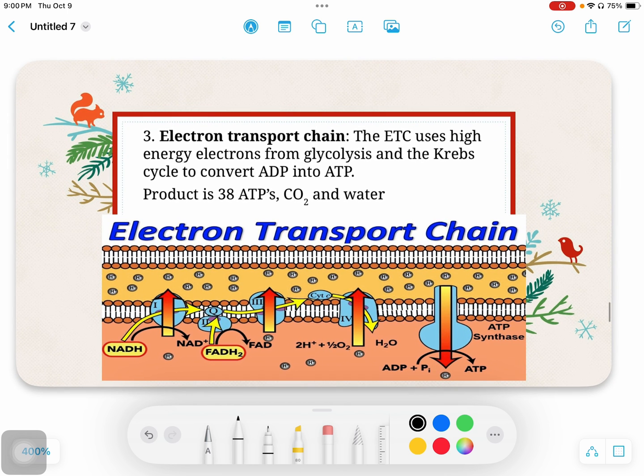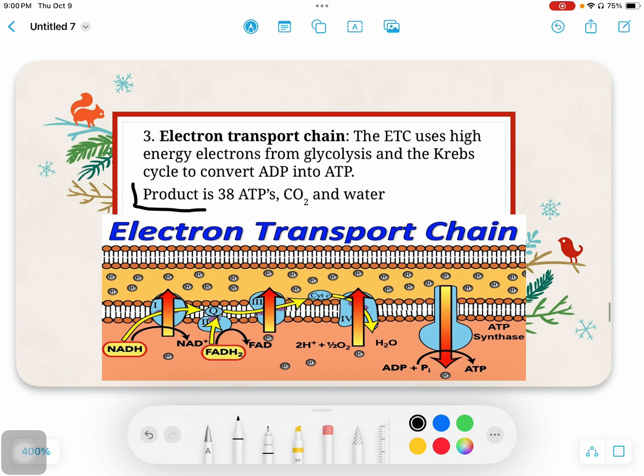Part 3 of cellular respiration, and the very last part, is the electron transport chain. We talked about this again in photosynthesis. Similar idea, but just a little bit different. So what's happening in the electron transport chain is it's using those high energy electrons from glycolysis and the Krebs cycle to convert ADP into ATP.